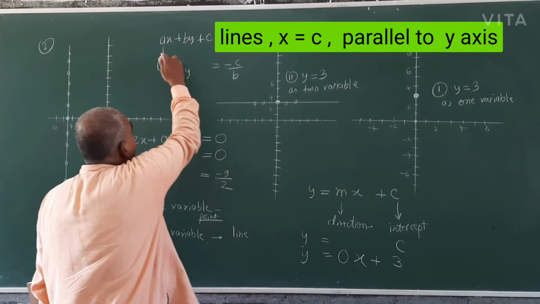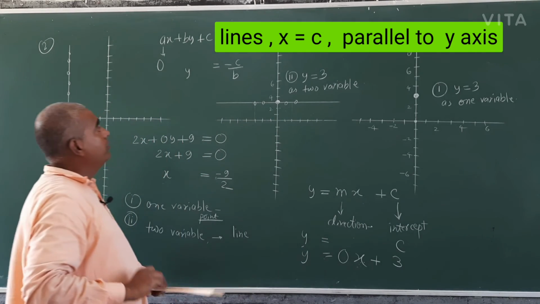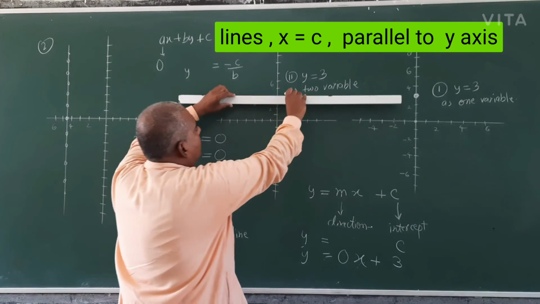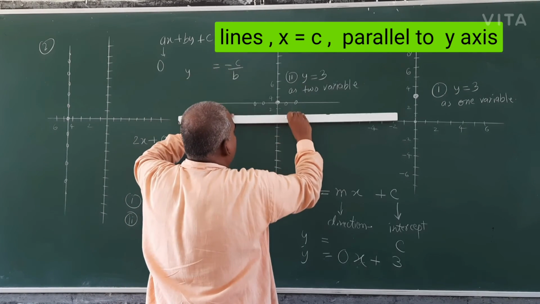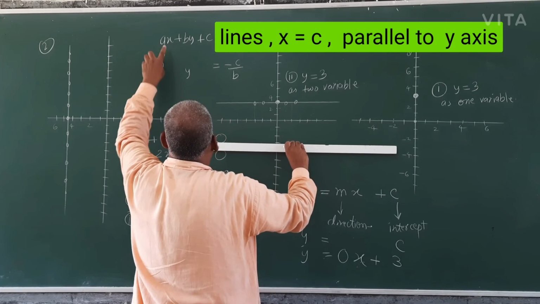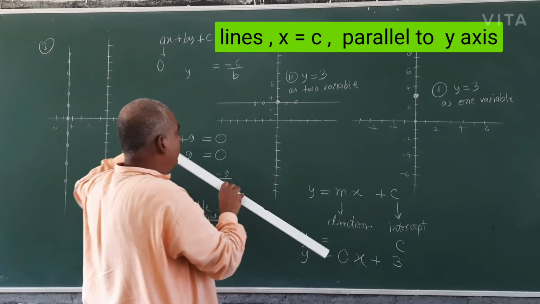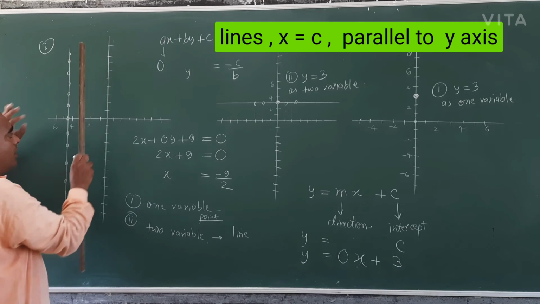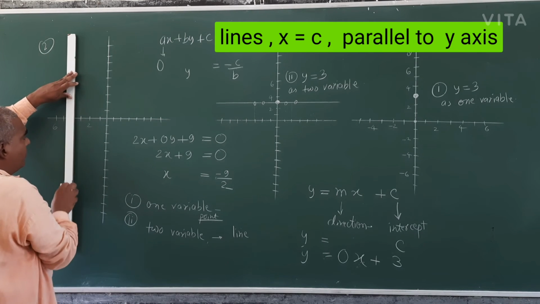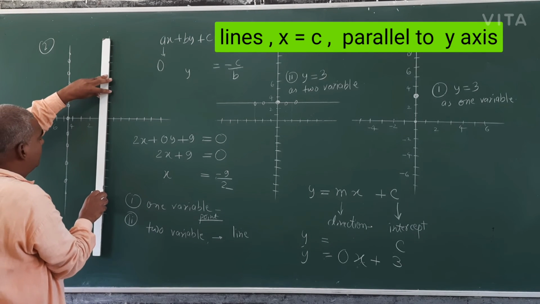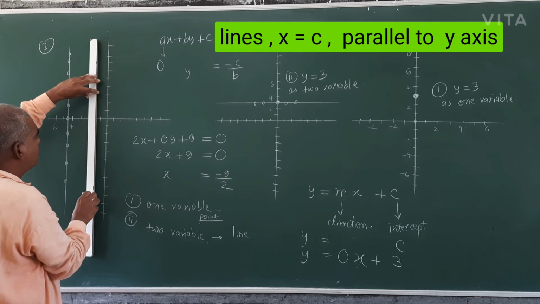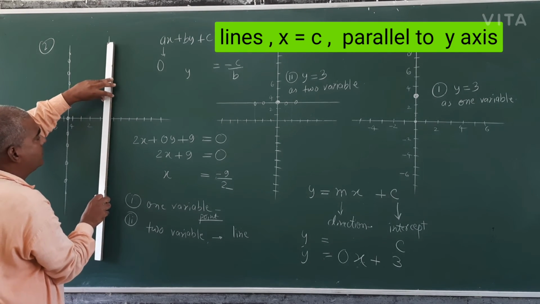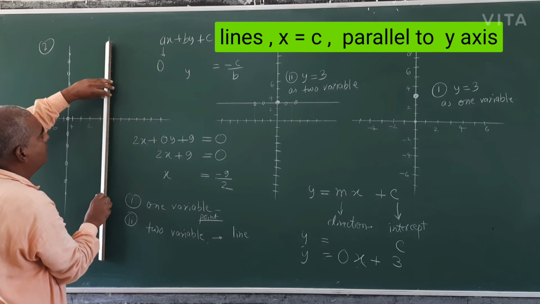For this, a is equal to 0. When a is equal to 0, your line will be parallel to the x axis. This is x equal to minus 9 upon 2, this is x equal to 1, x equal to 2, x equal to 3, x equal to 4. So these all are lines of x equal to a constant.